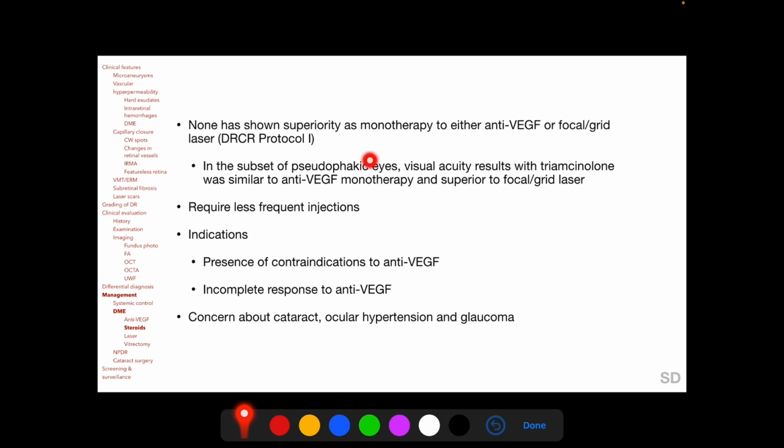But in the subset of pseudophakic eyes, visual acuity results with triamcinolone had been found to be similar to anti-VEGF monotherapy and superior to focal or grid laser. Also, as compared to anti-VEGF, intravitreal steroids for DME need to be administered less frequently, and indications for intravitreal steroids in DME include presence of contraindications to anti-VEGF and incomplete response to prior anti-VEGF injections. Intravitreal steroid injections are associated with a significantly higher risk of cataract, ocular hypertension, and glaucoma.